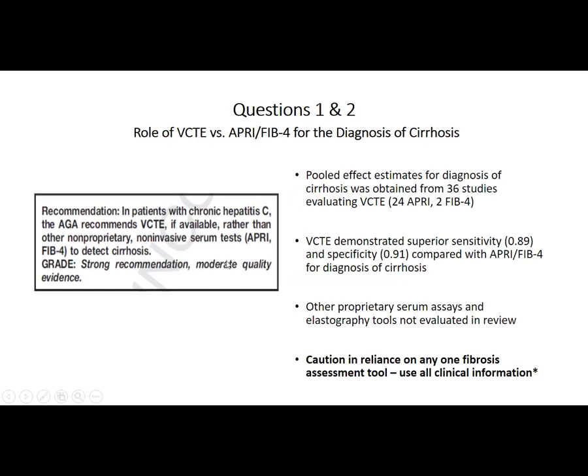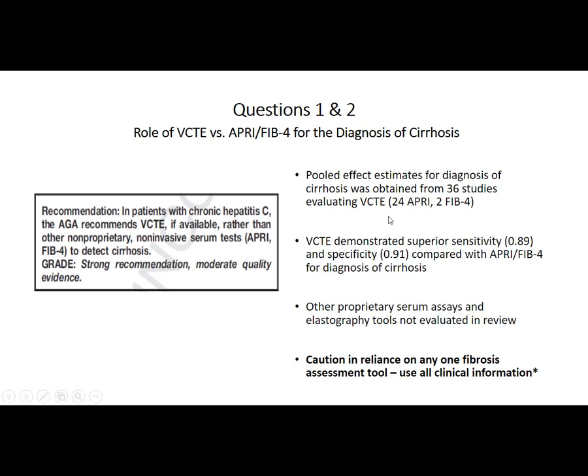So here's a recommendation. It's relatively simple. There was a lot of data here, so as you'll notice as we go along, the earlier questions have the most data, and as we get towards the back of the slide deck, the data becomes thinner and thinner, and the recommendations will become less firm. So in patients with chronic hepatitis C, the AGA recommends VCTE, if available, rather than APRI or FIB4 to detect cirrhosis. This is a strong recommendation with moderate quality evidence.